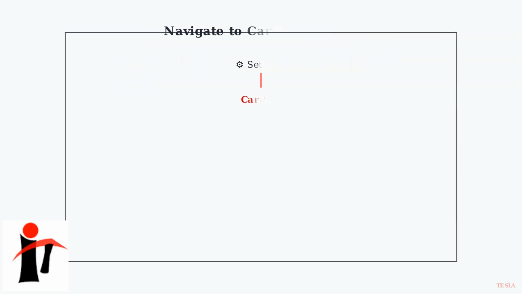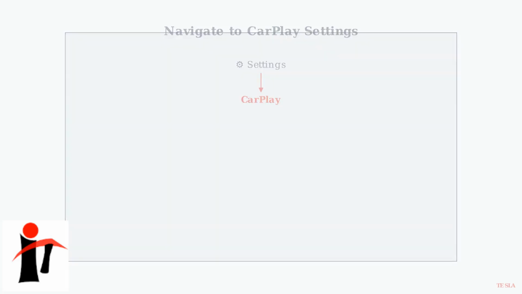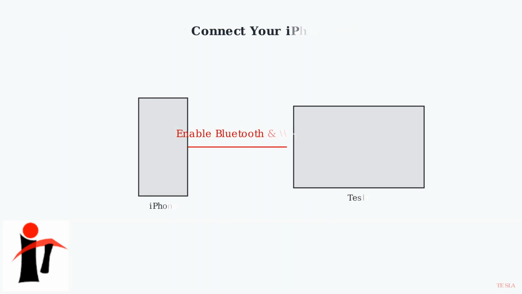To set up Apple CarPlay, navigate to the Settings menu on your Tesla touchscreen. Look for the CarPlay option in the Connectivity or Phone Settings section. This will allow you to enable wireless connection to your iPhone. Once in CarPlay settings, ensure your iPhone's Bluetooth and Wi-Fi are enabled. The Tesla will automatically detect your phone and prompt you to connect. Follow the on-screen instructions to pair the devices wirelessly.